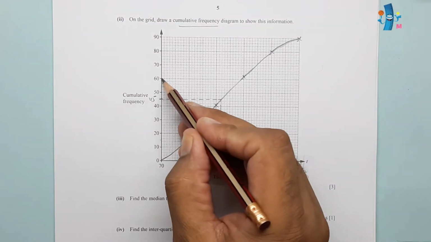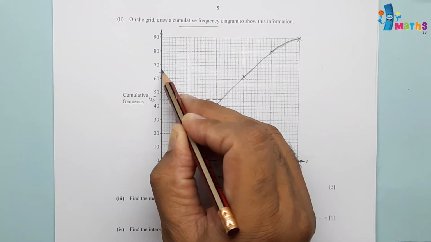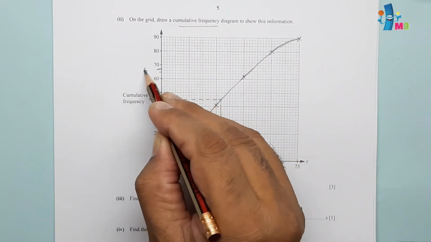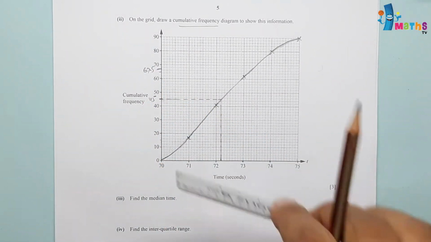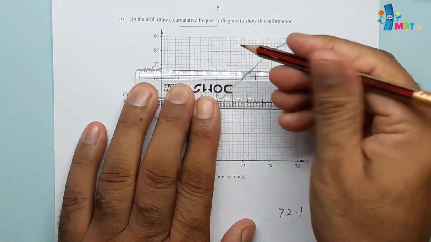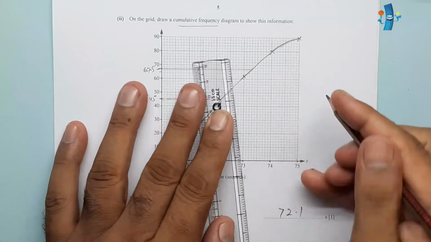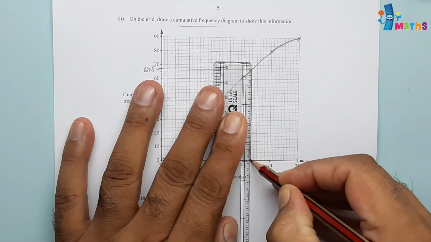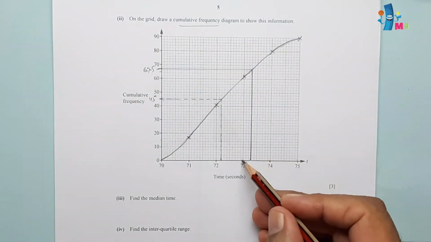67.5, we will check. This is 60, so this is 65 in the middle. 67.5 is required, so up to this one we can write 67.5, and we'll have to join this point with the cumulative frequency curve. I'll draw this solid line, and you can join this one with the x-axis as well. So we got this value which is 73.3.